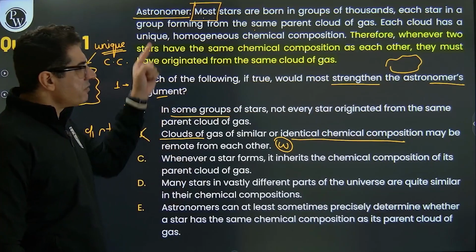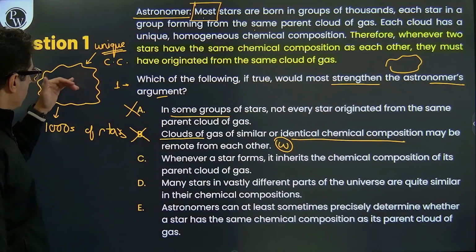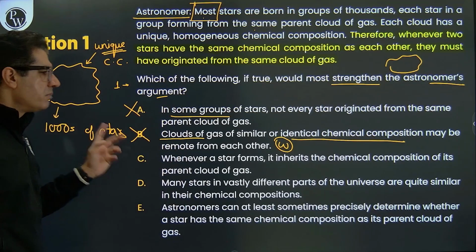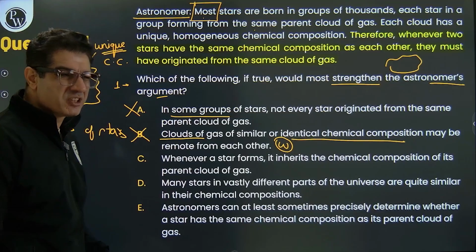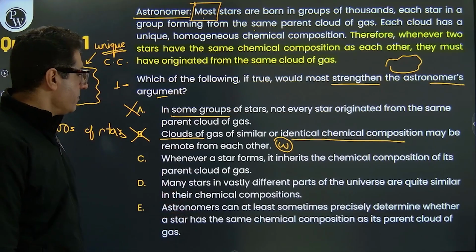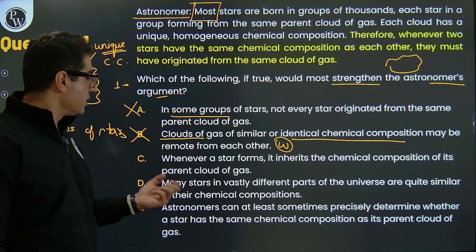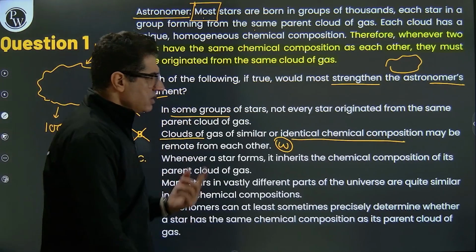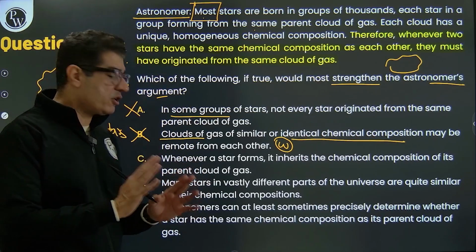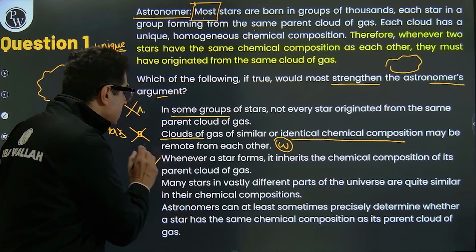Okay, see, whenever a star forms, it inherits the chemical composition of its parent cloud of gas. So you notice this is one of our assumptions, that when you go from a cloud to the star, the chemical composition does not change, because if it changes, then there can be some issues. Then you would not be able to link it with the parent cloud. So this states the assumption, and we know that stating the assumption is one way of strengthening it. So let's keep it in the running.